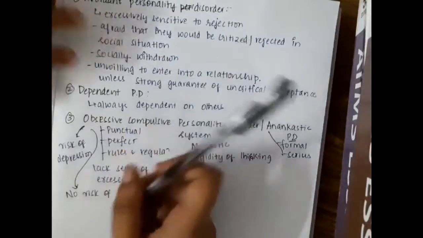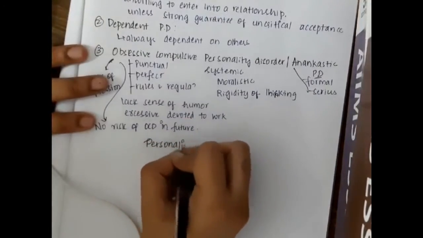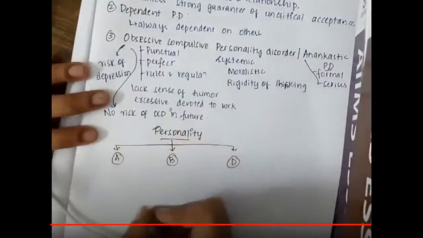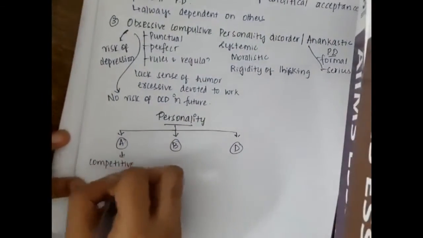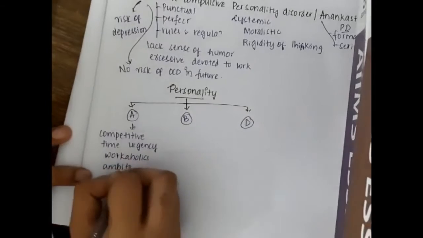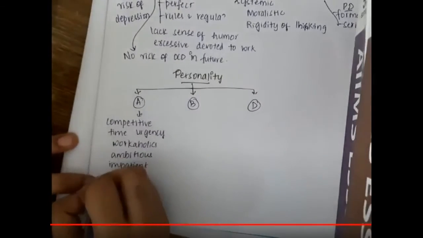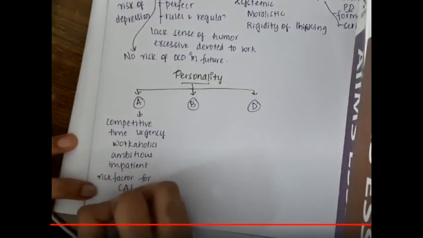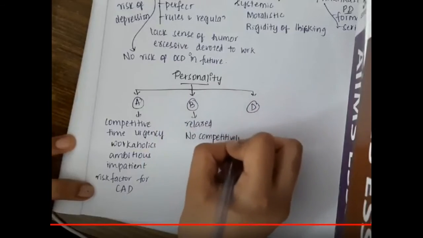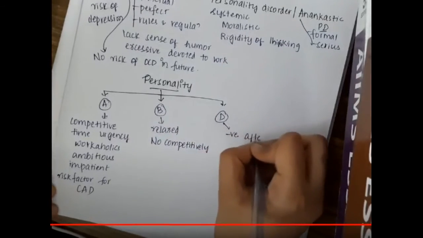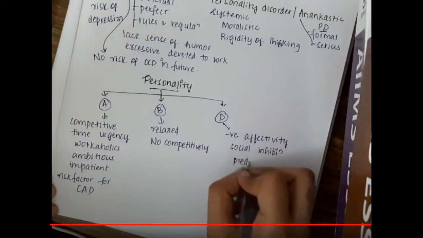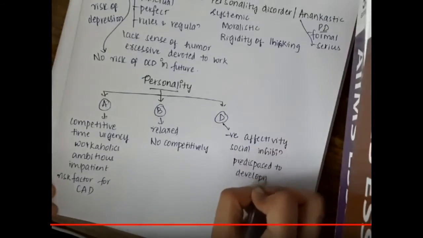Now the next important thing is the classification of personalities. Personalities can be classified into three types: type A, B and C. Type A personalities are competitive, time urgent, workaholic, ambitious patients. So they always have a risk factor for coronary artery disease. Then type B patients are relaxed and non-competitive. They do not have much competition. Then type D personality has negative affectivity. They have social inhibition and are predisposed to the development of coronary artery disease.